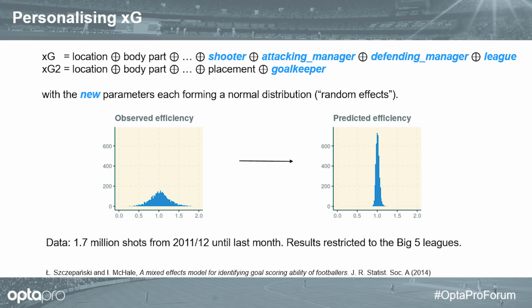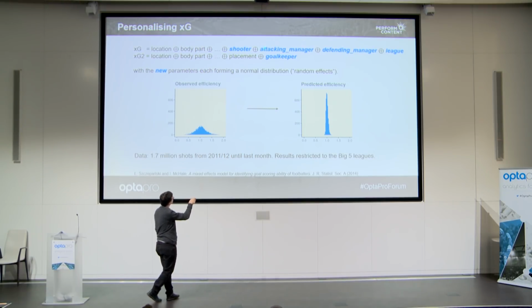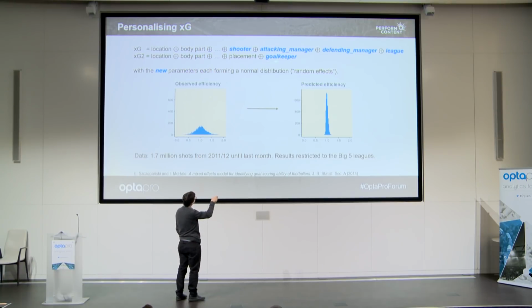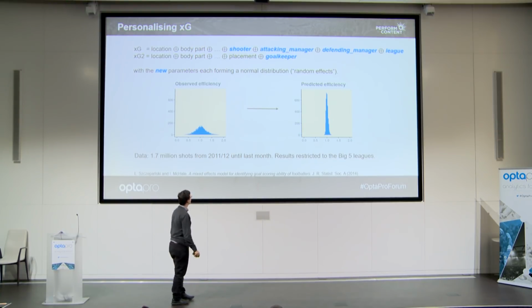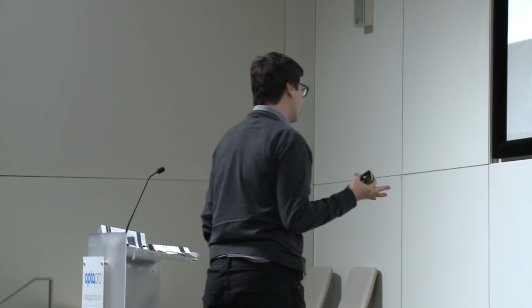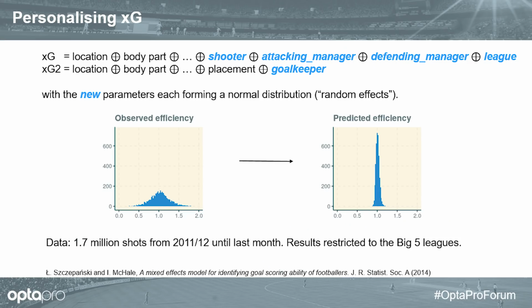So, in a sense, you have the same two models that I talked about before, but to the XG model, I add a term identifying the shooter, two terms identifying each manager, and the term corresponding to the league in which the shot is taken. And for the XG2 model, I add the goalkeeper, just the goalkeeper identity. But these are in blue and in bold and in italics because they're very different parameters in a regression context than the others.